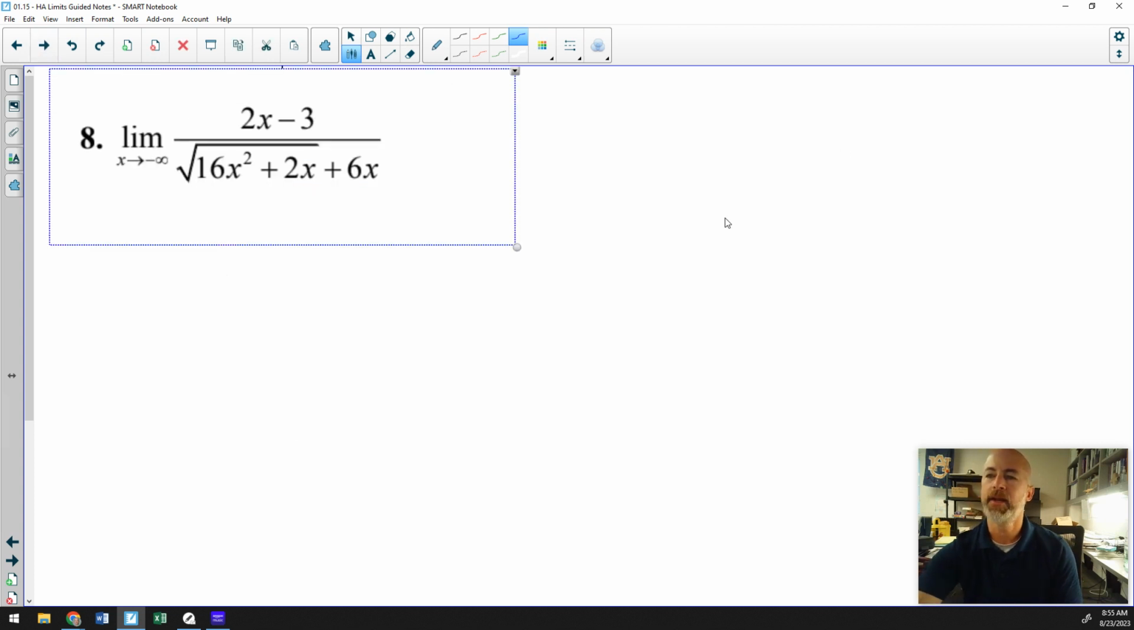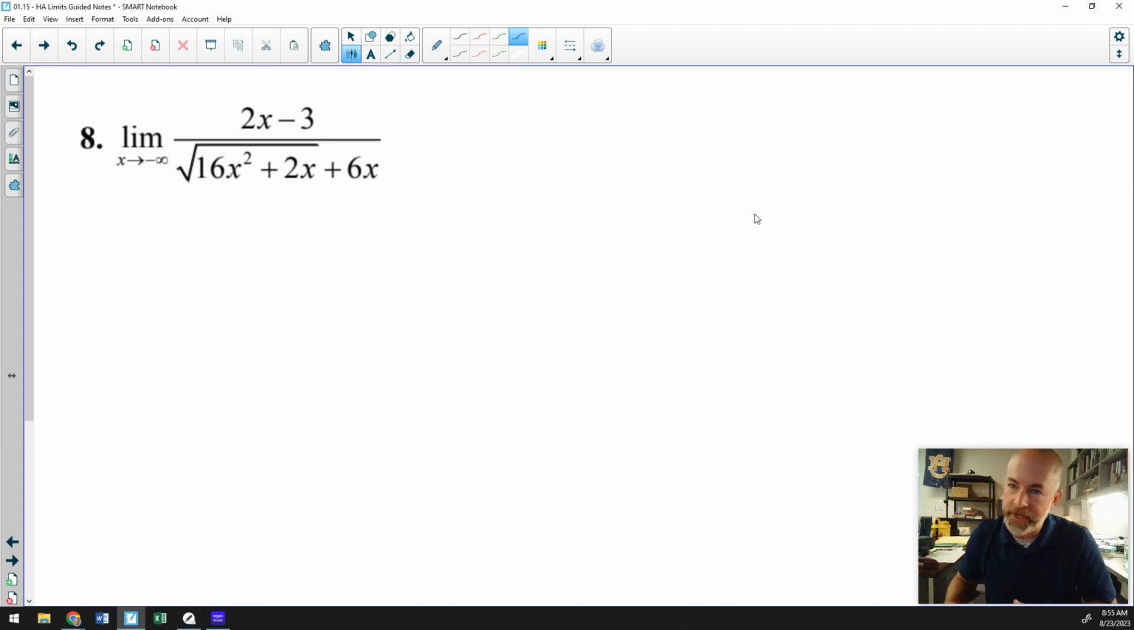So let's look at number 8. This one's already a fraction. X is going to infinity, so I'm already set to choose my high power of x in the denominator. And I'm looking and I see x to the first and a square root of x squared, which is also x to the first. So I'm going to divide by x to the first on everything. And my square root will be divided by the square root of x squared.